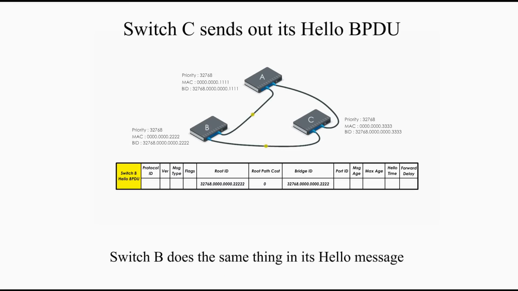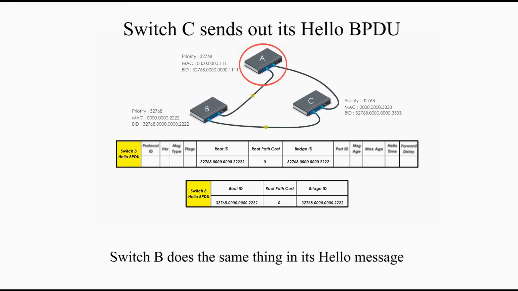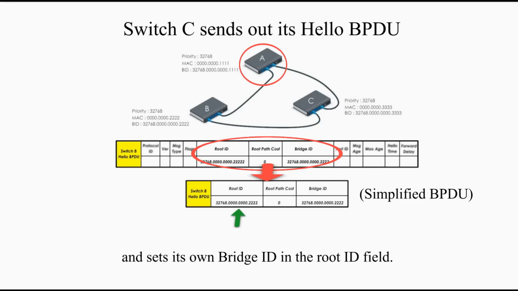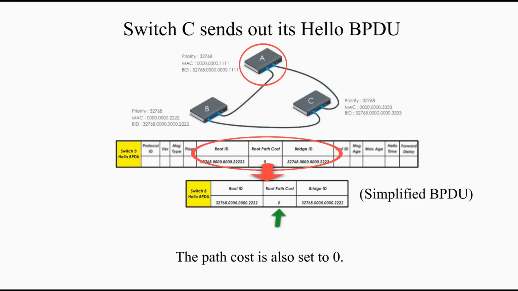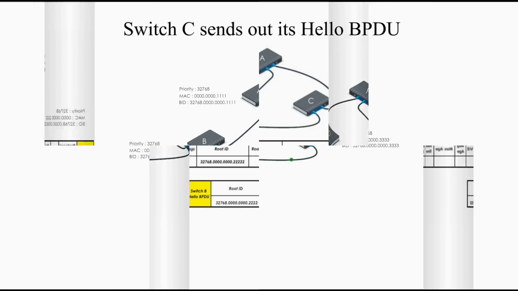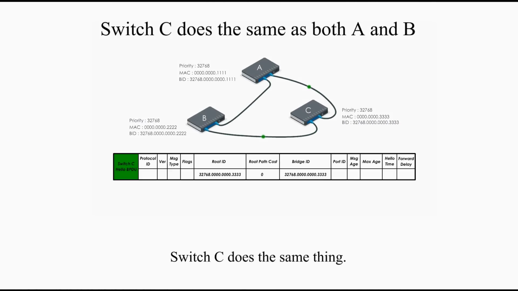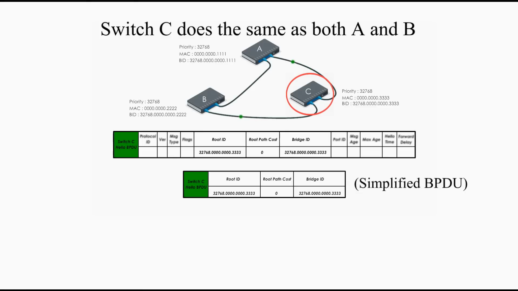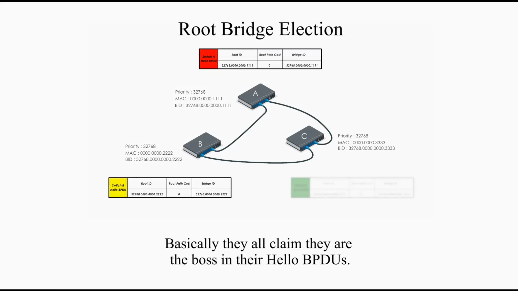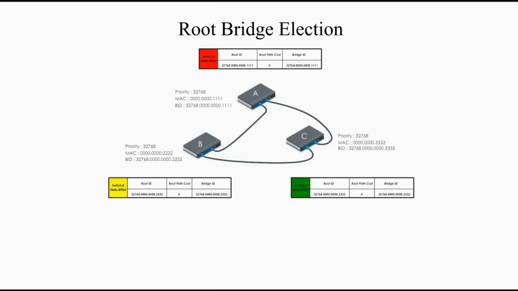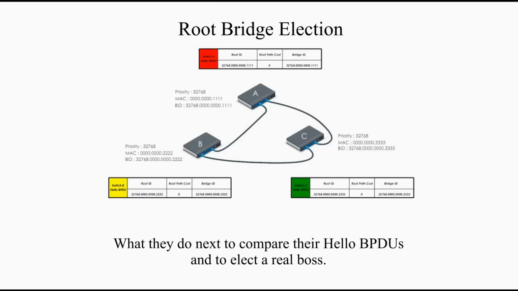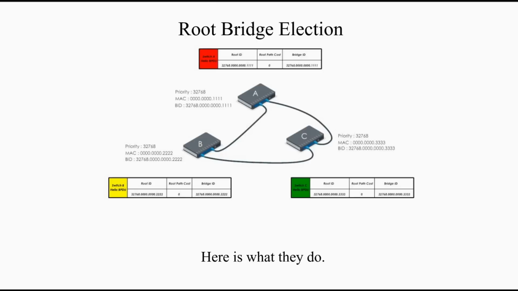Switch B does the same thing in its Hello message and sets its own bridge ID in the root ID field. The path cost is also set to 0. Switch C does the same thing. Basically, they all claim they are the boss in their Hello BPDUs. The problem is only one can be the root bridge. What they do next is compare their Hello BPDUs and elect a real boss. Here is what they do.